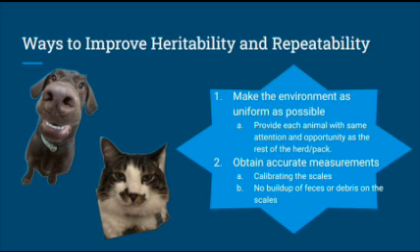Ways to improve heritability and repeatability: first, make the environments as uniform as possible. Provide each animal with the same attention and opportunity as the rest of the herd or pack. And lastly, obtain accurate measurements, so calibrating the scales, and no buildup of feces or debris on the scales.